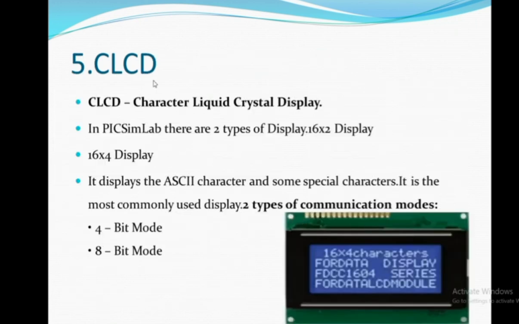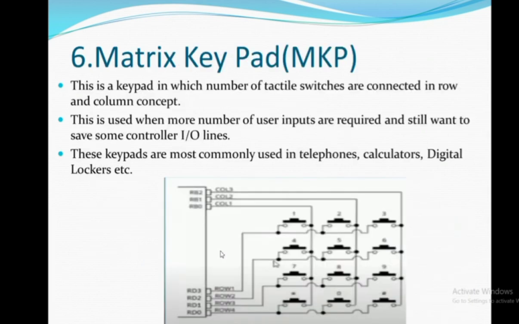Then let's go through the CLCD. The full form of CLCD is character liquid crystal display. The CLCD is used to display on a 16 by 2 or 16 by 4 LCD display. It has two communication modes: one is 4-bit mode and the other is 8-bit mode. Then the matrix keypad. This is a keypad in which a number of tactile switches are connected in the row and column concept.